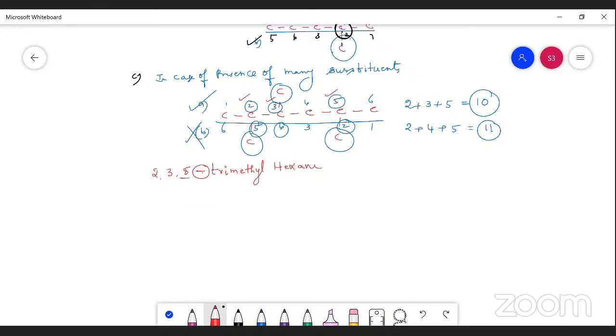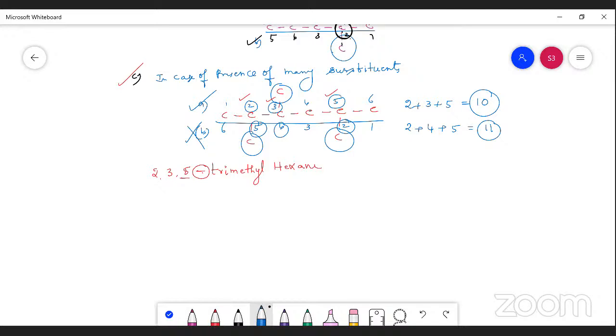So this is the third rule. In case of presence of 2 or more similar substituents, it is not necessary to repeat them, like 2 methyl, 3 methyl, 5 methyl. Just mention which positions the methyl groups are at: 2, 3, 5 hyphen. How many times was it repeated? 3 times. So trimethyl. Suppose it repeated 2 times, di. 3 times, tri. 4 times, tetra. 5 times, penta. Likewise, you can use Latin words here. This is the third rule.